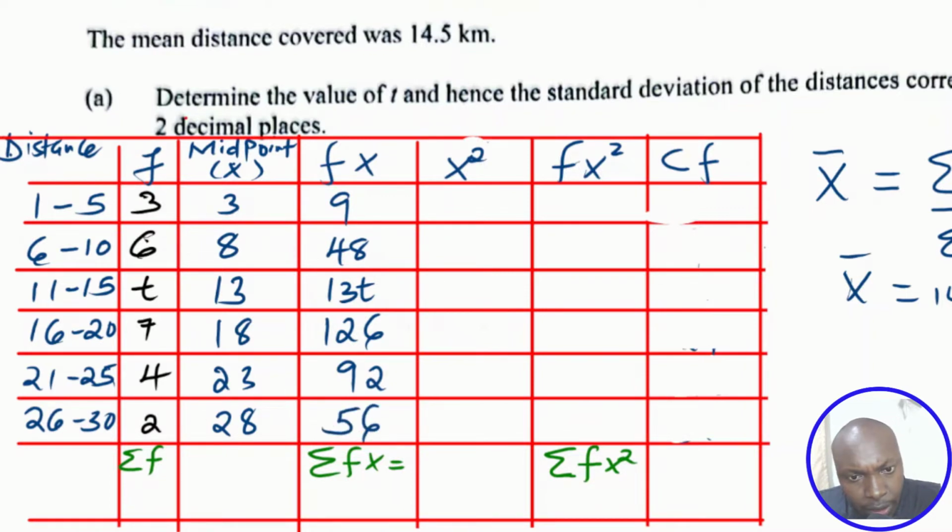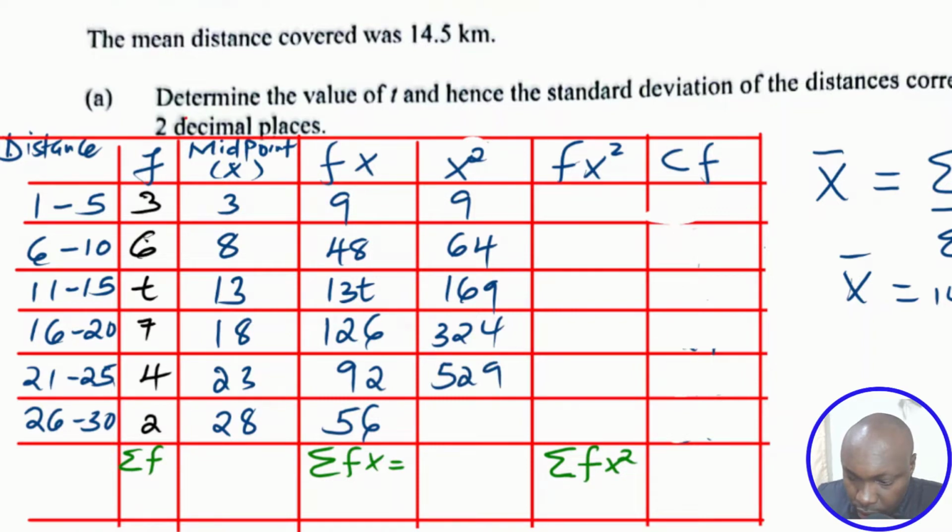So after getting that, I will also require to get x squared. So the midpoint squared, the value of x squared. The first one is 3, 3 squared is 9, 8 squared is 64, 13 squared is 169, 18 squared is 324. If I'm not wrong, yes, it's 324. Then 23 squared, 529. Then 28 squared, 784.